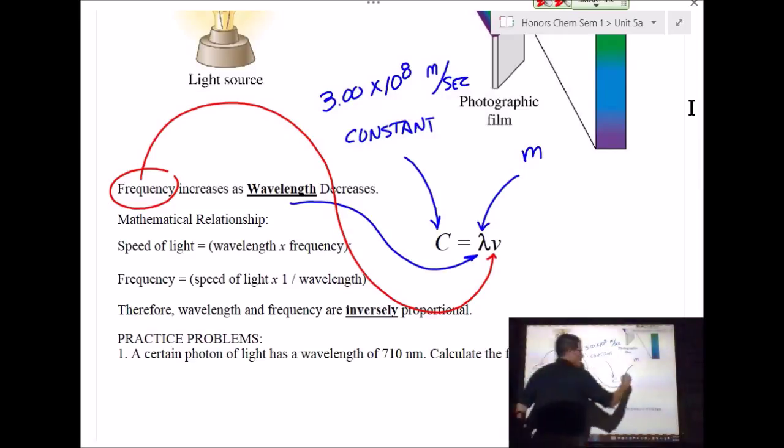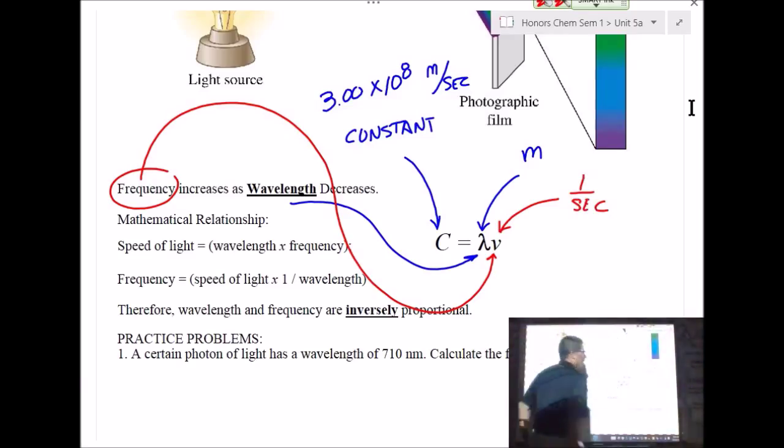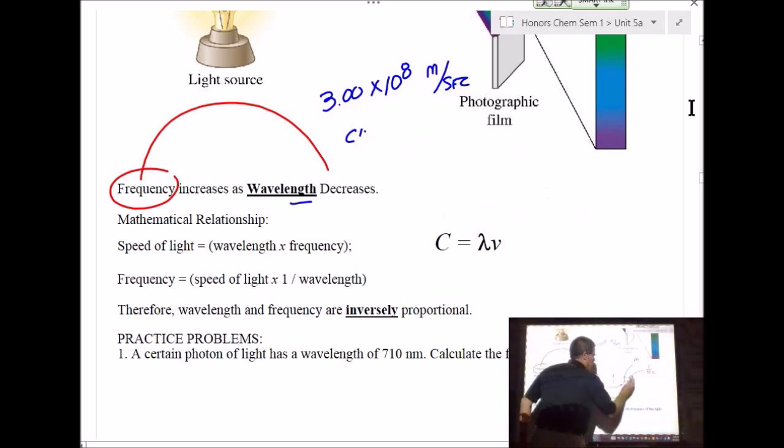Hertz, which is better, is 1 over seconds. Good. So think about it. If I multiply wavelength times frequency, what's my unit going to be? Meters over seconds. Okay, so we have a constant, which is the speed of light, and we have our wavelength, which is in meters, and our frequency, which is in 1 over seconds, or hertz. Now, we'll do some calculations with that here in a moment.